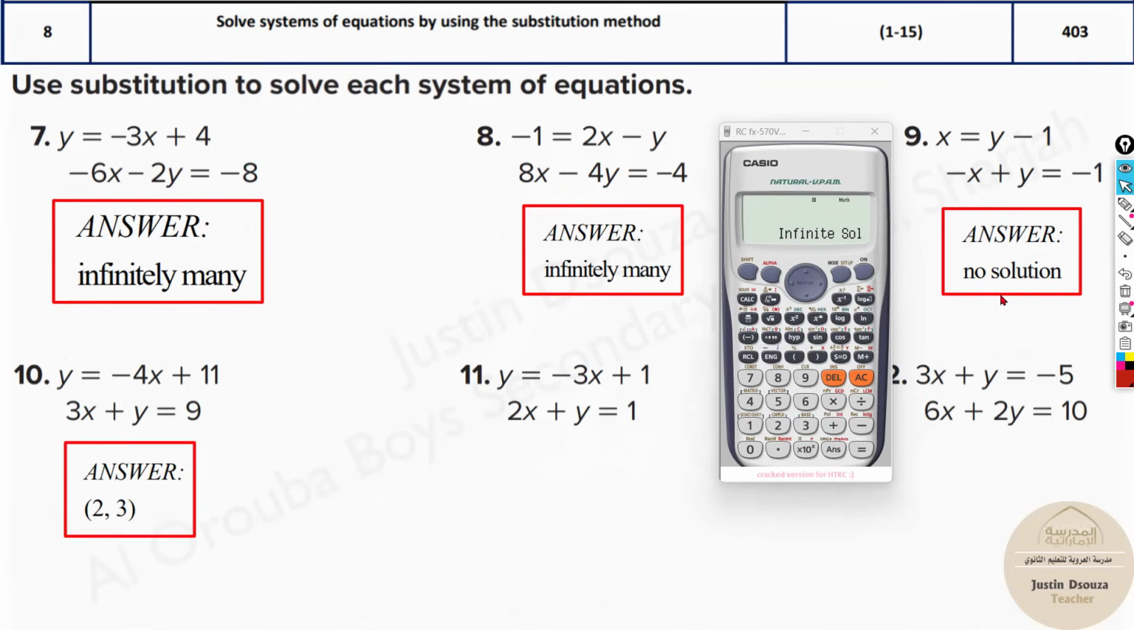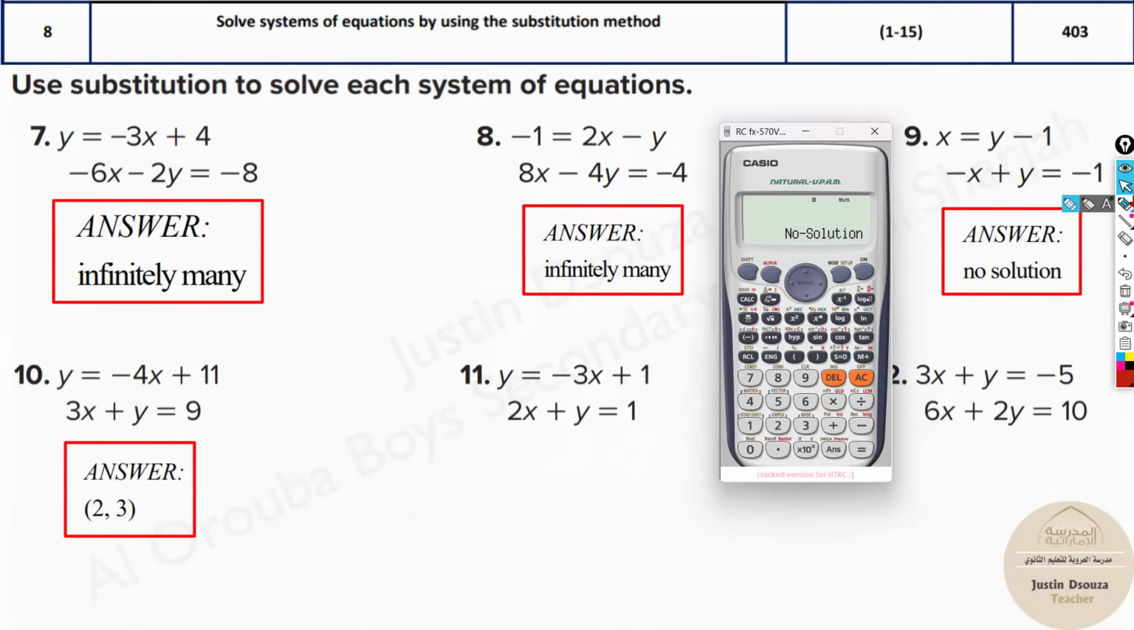So one more type is no solution. Let me solve this in the calculator. It will be 1, minus 1, because y is on the other side. I bring y inside and minus 1 here. Minus 1, 1, minus 1. There is no solution. Why is this happening?